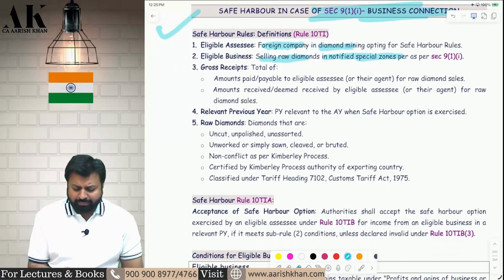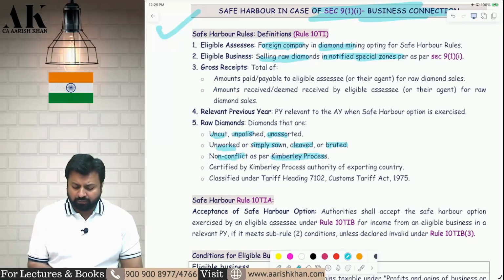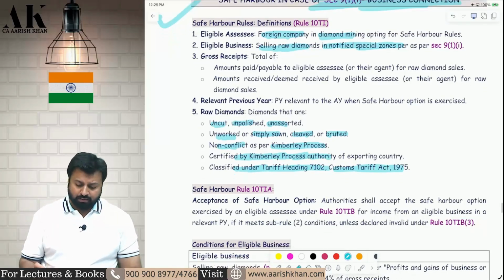What is raw diamonds? Raw diamonds are uncut, unpolished, unsorted diamonds, unworked, simply sawn, cleaved or bruted, non-conflict as per the Kimberley Process. I have explained all this in class. What is the Kimberley Process? Certified by the Kimberley Process Authority and classified under Tariff Heading 7102, Customs Tariff Act 1972. You have to make an application.